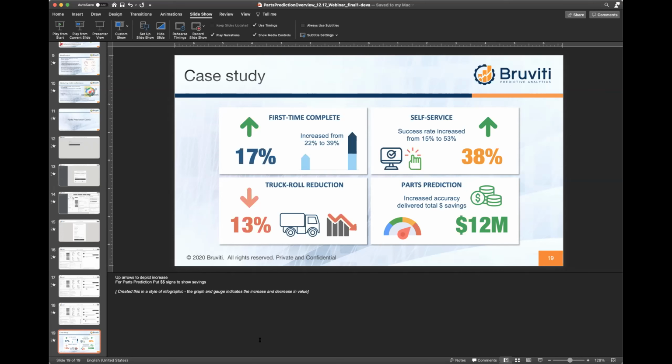Okay, all right. Next question. How would you integrate Bruvity part predictions with our internal part ordering system? Well, go ahead, Randy. Why don't you talk to that?